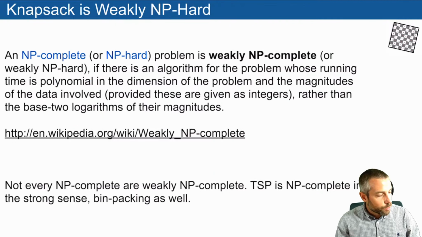And so let's come back to the weakly NP hard problem. We said that the problem is weakly NP hard if there is an algorithm to solve the problem whose running time is polynomial in the dimension of the problem and the magnitudes of the data that is involved. So we are exactly falling into this definition that you can find on Wikipedia. The knapsack problem using dynamic programming is a pseudo polynomial time algorithm, or we can also say that it's weakly NP complete. For some problems, it's not the case. You don't even have this kind of property. If I take the traveling salesman problem, it's NP complete in the strong sense. It means that you cannot find a dynamic programming to solve it like this.